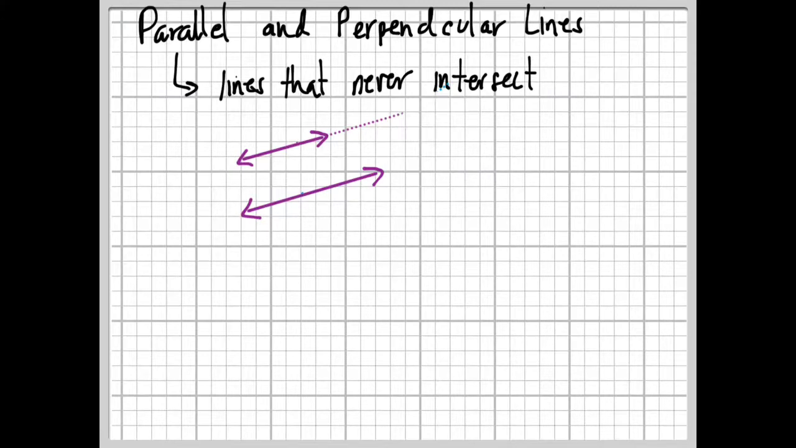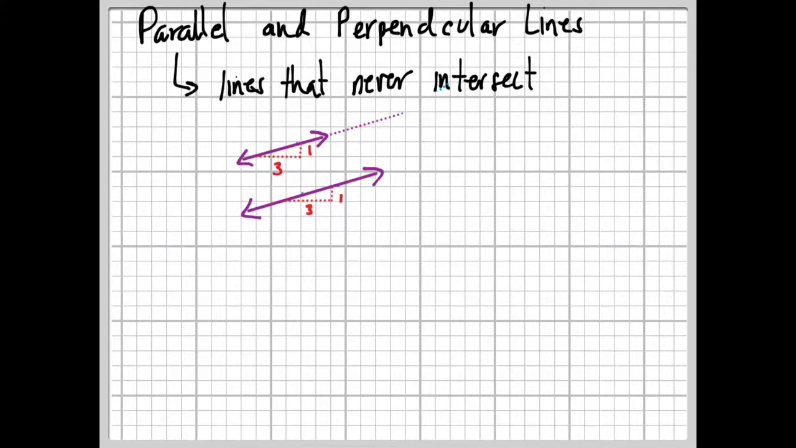So let's explore these parallel lines. Let's look at the slope. That's what we're interested in here today. If we look at this first one, we can go over 3, 1, 2, 3, and up 1. Well, what do you know? If we look at the other one, we can also go over 3 and up 1.